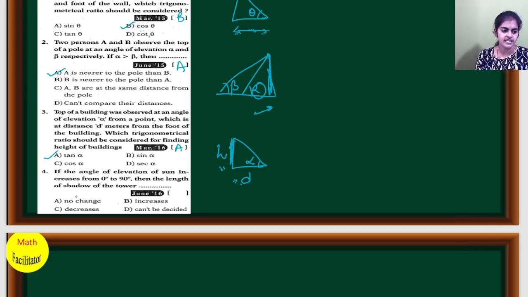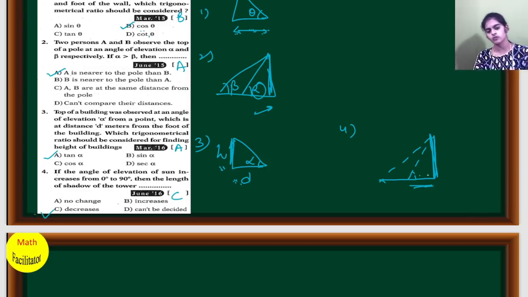The angle of elevation of the sun increases from 0 to 90. What happens to the length of the shadow? So this is question 3, this is question 2, question 1. Now the angle of elevation increases from 0 to 90. So what happens to the shadow? If it is 30, you have the shadow like this. If it is 45, you have the shadow like this. The length of the shadow decreases. As you are proceeding towards the tower, the length of the distance decreases.